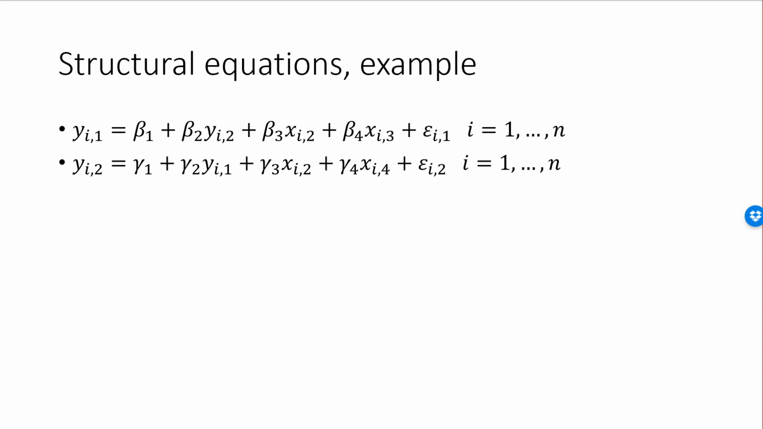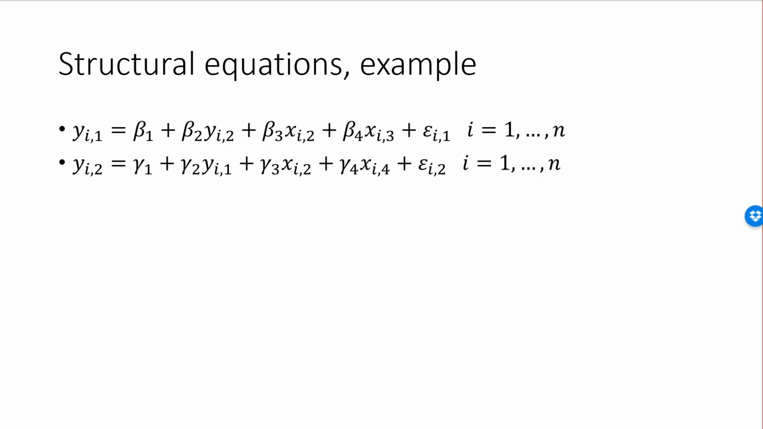Similarly, in this example, y_i2 depends on y_i1, and also on two explanatory variables, x2 and x4. So in this example, both equations have x2 in common, while x3 only explains y1 and x4 only explains y2. And the error term of the second equation is denoted by epsilon_i2.